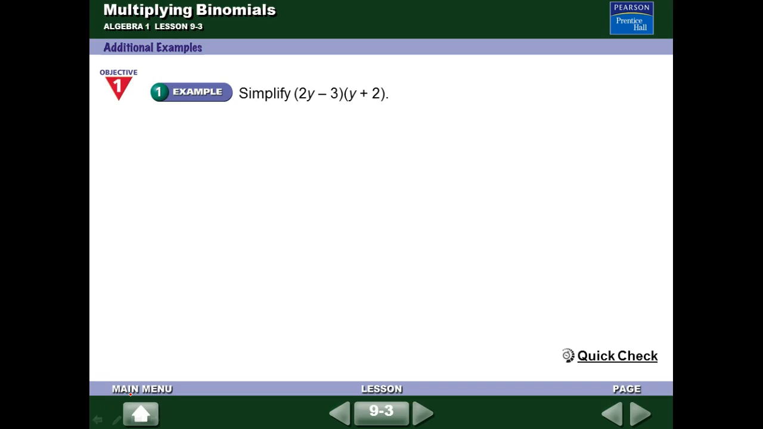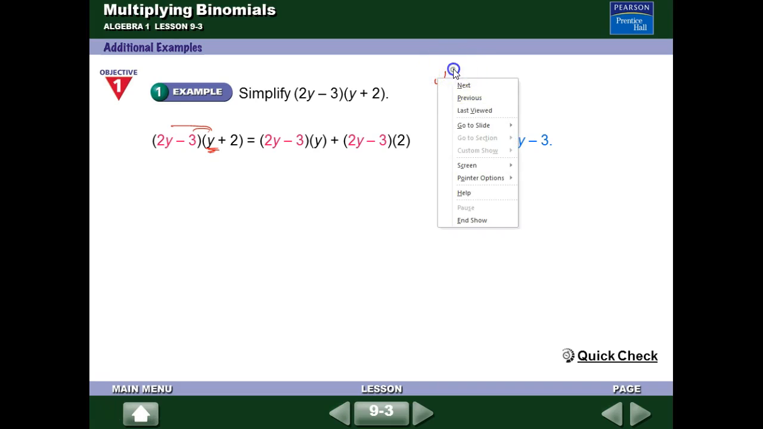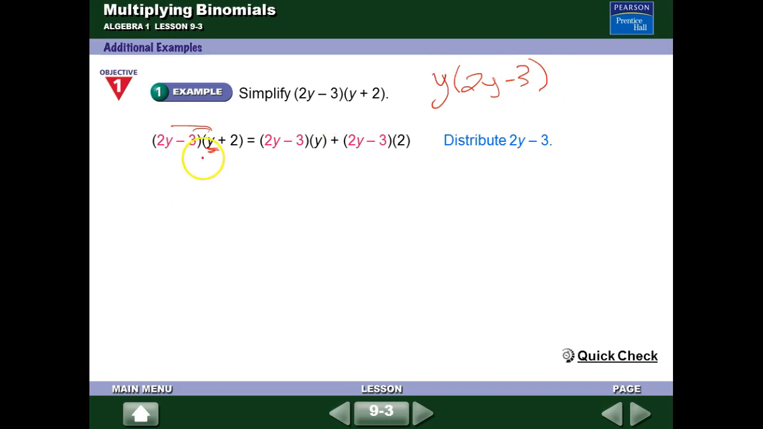I'm going to show you without actually using the FOIL. They're kind of distributing it out first. So notice here they're taking y and they're going to put y to both the 2y minus 3. So think of it as y times 2y minus 3. So that's what they did first here. They took their red, kept this the same, just put y, distributed that y to it. And then the same thing here with my 2. This 2 here, they're going to distribute to both.